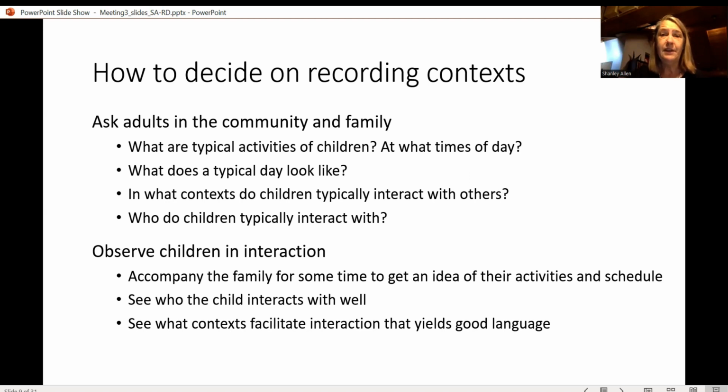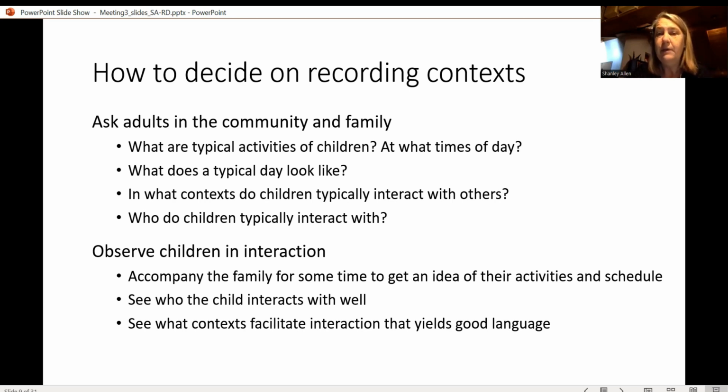So how do you decide on recording contexts? There's lots of places you could record. And again, you can ask adults in the community and the families involved, what are typical activities of the children at what times of day? So what do they normally do? What does a typical day look like? Also, in what context do children typically interact with each other, or with other people in general, because what you want is them interacting, them speaking.